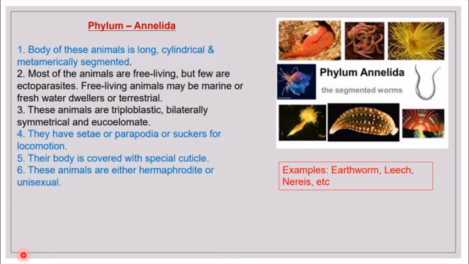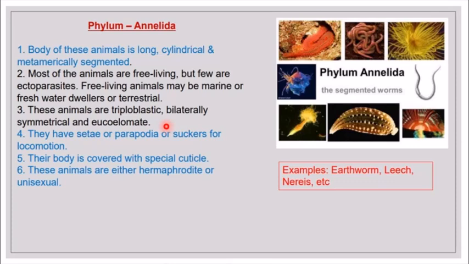Now they can be free living also. They can survive in oceans, that is in marine, saline water, they can survive in fresh water also, and they can also survive in terrestrial habitats, that is on land as well. Now they are triploblastic. As we know, triploblastic means all three layers are present: ectoderm, endoderm and mesoderm. They are bilaterally symmetrical, that is when you divide the organism in half, you get two equal parts, that is why they have bilateral symmetry, and they are eucoelomate.